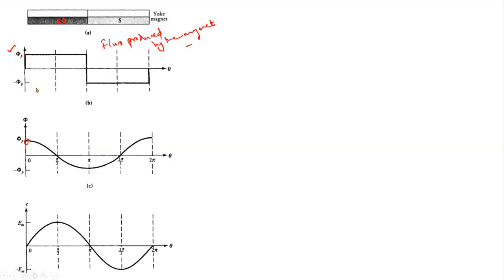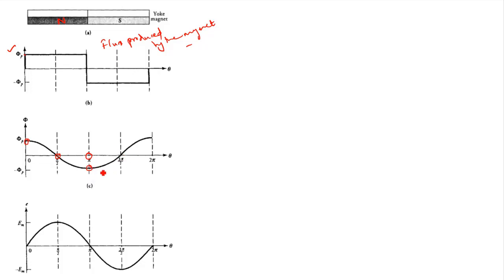And gradually, when the coil moves through some angle, it will decrease. When it reaches the 90-degree point, the flux linkage will become almost 0. Then when it starts rotating towards 180 degrees, the flux linkage will increase, but in the negative direction. At the location of pi, it will become highest, but in the opposite direction.